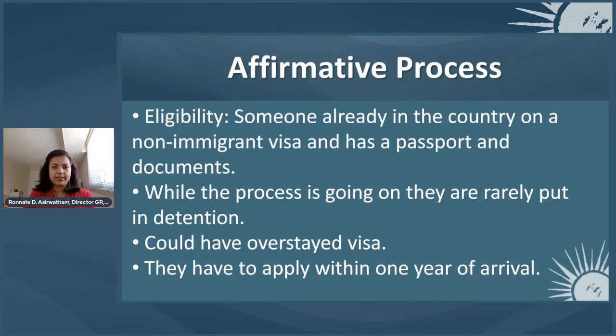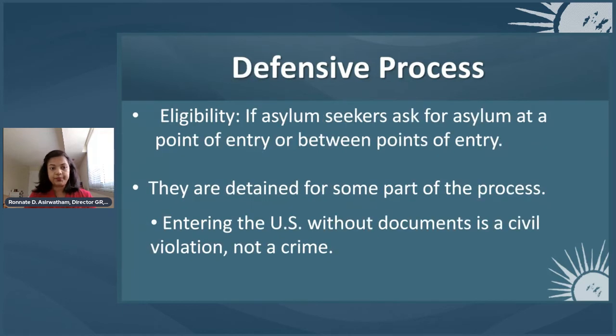Next slide, please. As I said before, you can apply for asylum if you're already in the country. You could have come on a different visa, you could have been allowed into the country legally, and you will have passports and documents, and suddenly things change inside your home country, and therefore you would need to apply for asylum. This is called the affirmative process. Next slide, please.